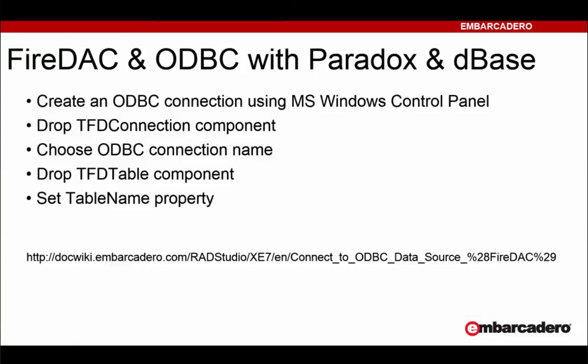One choice you have in moving to FireDAC, where you may want to keep your legacy Paradox and DBase tables intact, is you can use FireDAC with its ODBC bridge. First thing you do is create the ODBC connection using the Microsoft Windows control panel. Then in your Delphi and C++ Builder apps, drop a TFDConnection component, choose the ODBC connection name as your data source. Then drop a TFDTable component and set the table name property to the Paradox or DBase database table that you want to use. And there's information about this in the FireDAC doc wiki.